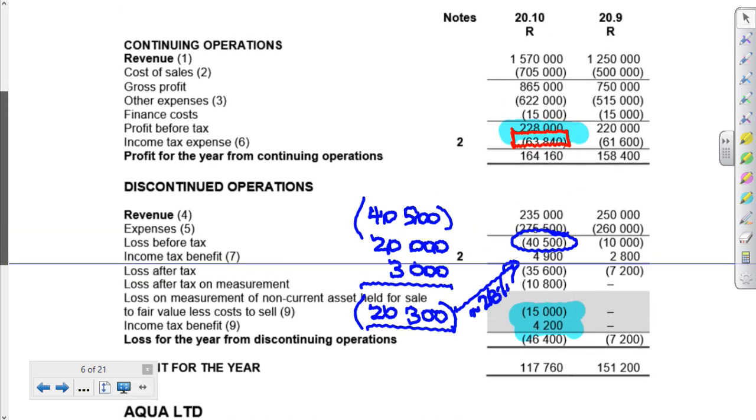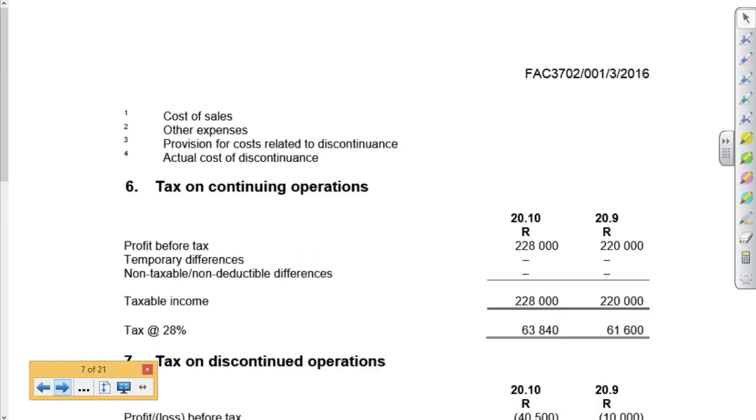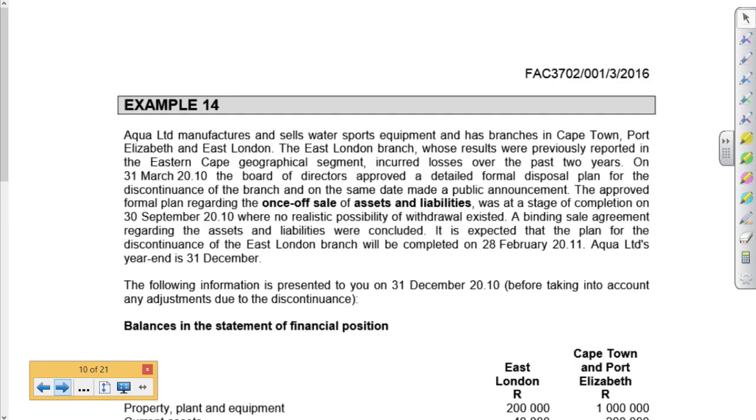So that's essentially what they ask you to do. What you can see in the next example, example 14, if I show you, the only difference with example 14 is that they say to you that it is a once-off sale of assets and liabilities. So in this case, it's a disposal group. I'm selling a whole group of assets.